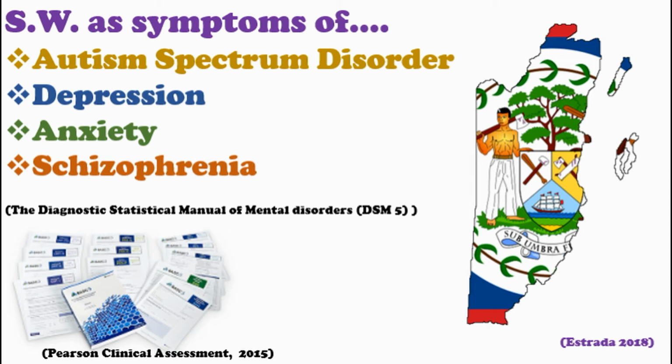As in the case in Belize, according to our counselor Estrada, social withdrawal is seen as an indicator of other underlying issues. For example, the Diagnostic Statistical Manual of Mental Disorders, DSM-5, highlights social withdrawal as a result of clinical mental conditions such as autism, depression, anxiety, schizophrenia, and the list goes on. Estrada uses the BAS-3 self-report to assess children after they are identified as being socially withdrawn to determine disorders said to be its cause.